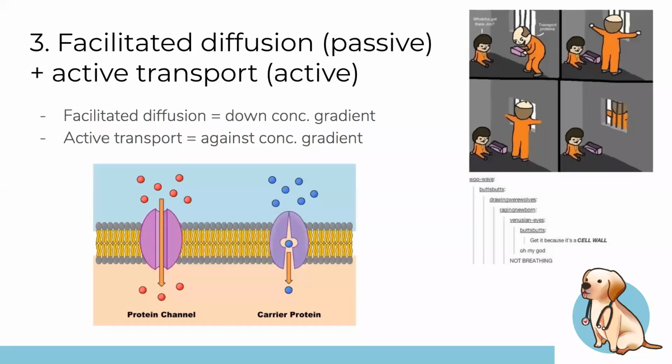And the last one is facilitated diffusion and active transport. Facilitated diffusion is still down a concentration gradient, from high concentration to low concentration. It just means that there is a protein channel or a carrier protein that can help. Active transport is the opposite. It's against the concentration gradient, so it goes from low concentration to high concentration.